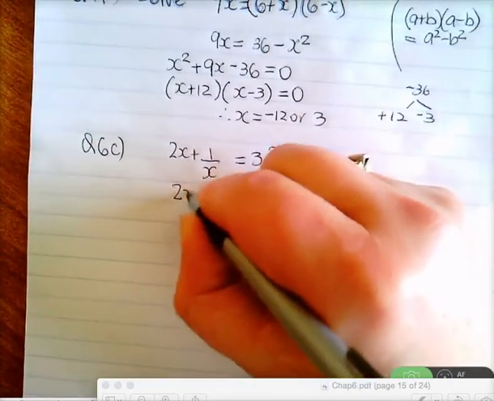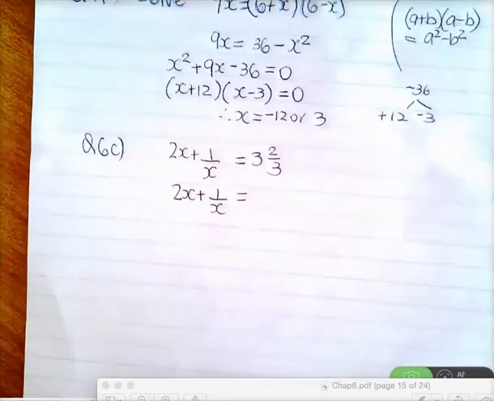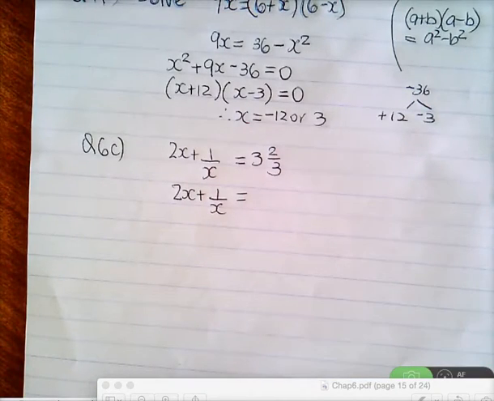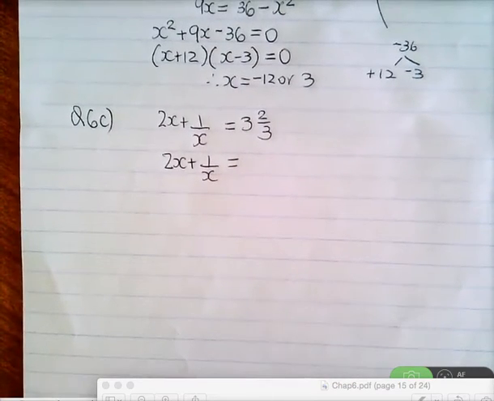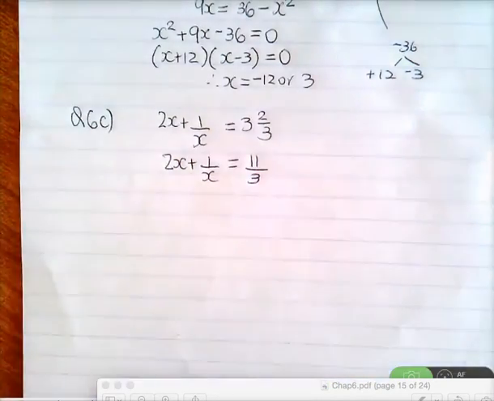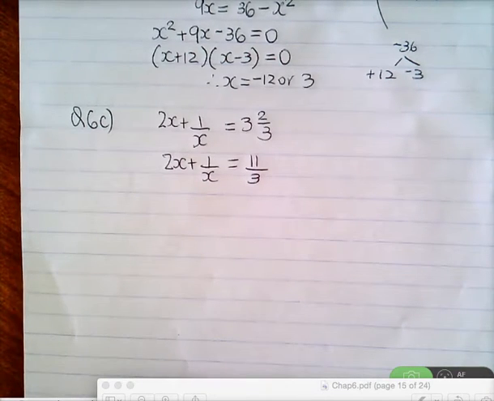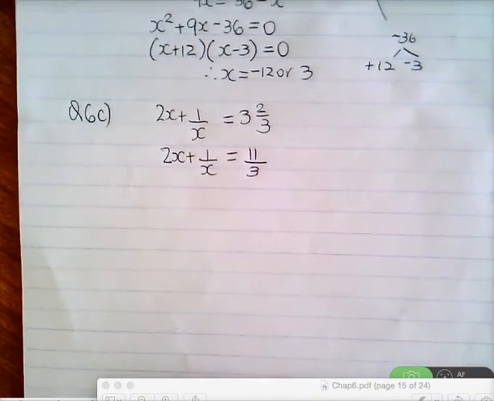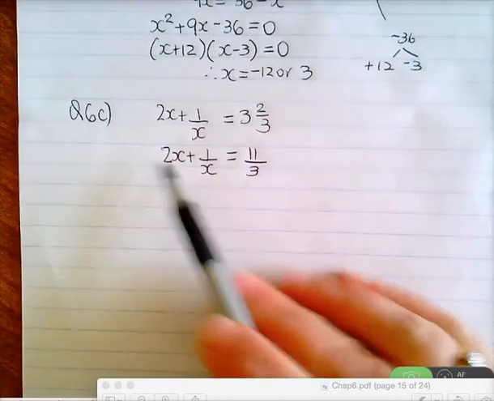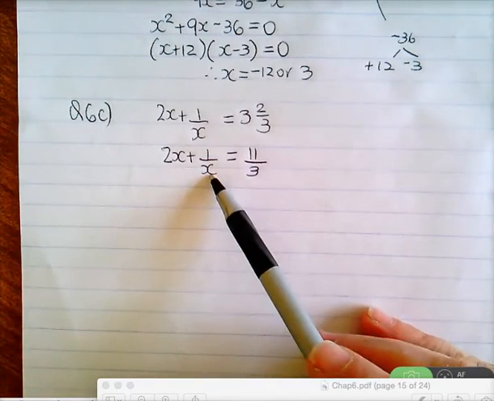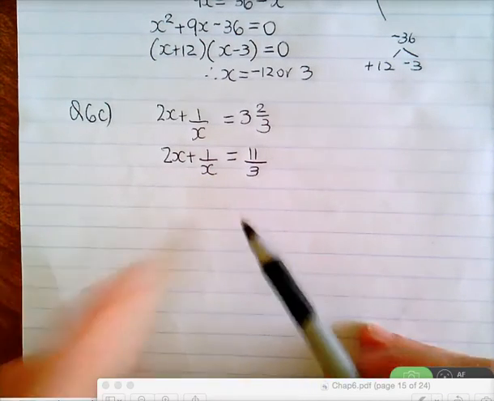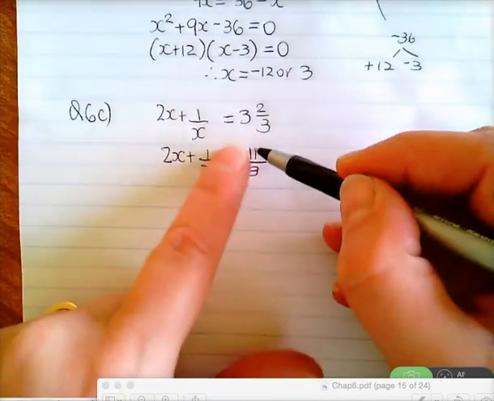Let's do that first. Girls, because we really just want to see a numerator and a denominator. So we've got 2x plus 1 on x equals 3 2/3 as an improper fraction, please. Yeah, 11 over 3. So now, girls, when we look at that, we really need to get rid of the denominator. If you times both sides by 3, you'll get rid of the 3, but you need to times both sides by x as well to get rid of the x from the bottom.